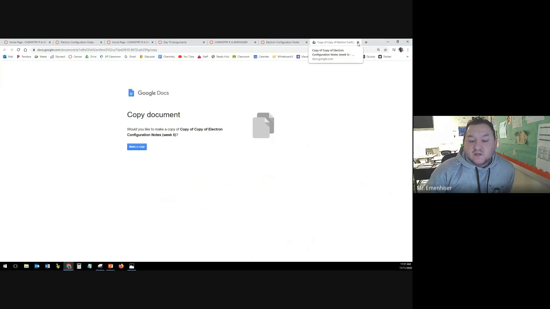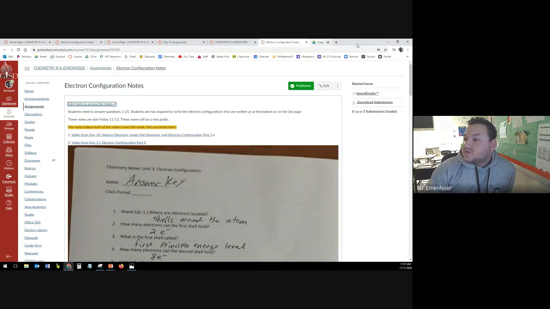Because if you send it to me, I'll get an email, and I kind of save those emails. I put it in a folder that says notes to grade, and then when I grade them, I go through that email folder. Or I go through Canvas and look at all the assignments. So there's our answer key.